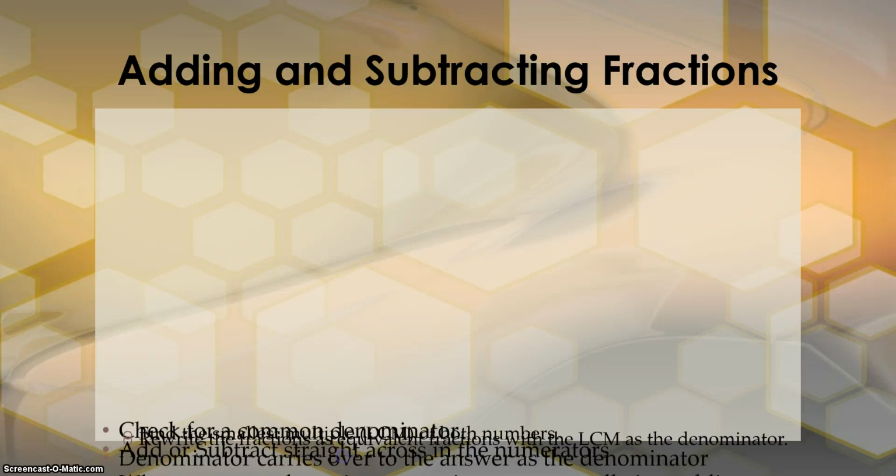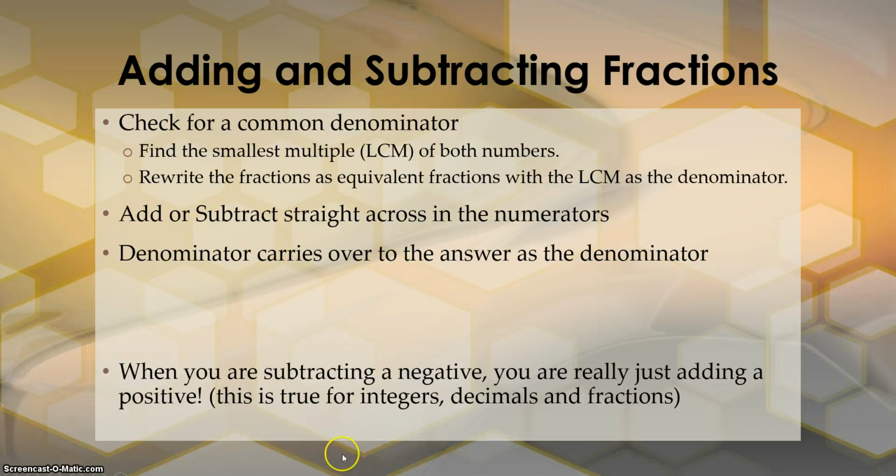Now, with adding and subtracting fractions, we're going to check for a common denominator first. We want to find the least common multiple of both numbers and rewrite the fraction as equivalent fractions with the least common multiple as the denominator. If you need to, you can set up a proportion to do this. You're going to add or subtract straight across in the numerators. The denominator carries over to the answer as the denominator. Remember again, when you subtract a negative, you're really just adding a positive.